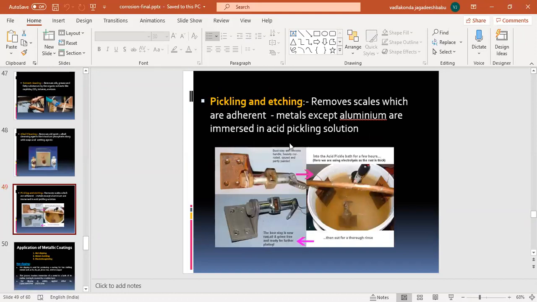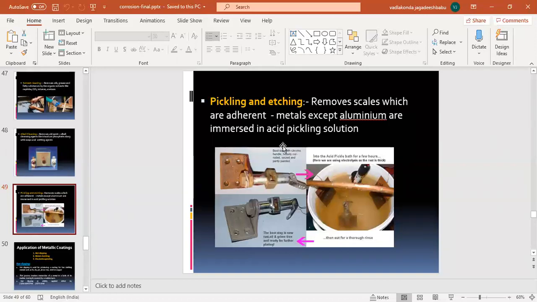Now coming to pickling and etching, this is also one of the important methods, because if we are using the metallic parts for the metallic coatings, always iron will have, here you can observe the difference before cleaning and after cleaning. Before cleaning it has a lot of rust on it. So if we apply the metallic coating on this, the metallic coating will not stick onto the surface. So before applying the metallic coating, it has to be cleaned of all the rust particles.